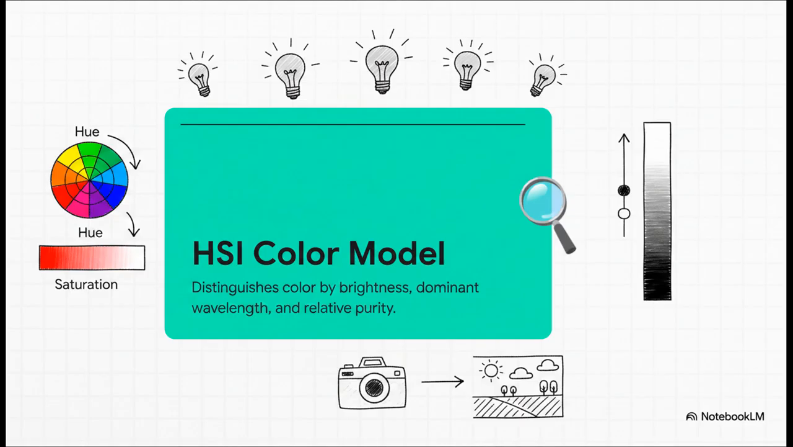Hue is the dominant wavelength, the actual color we see, like red or blue. Saturation is the purity, or how much white light is mixed in. Think of pink, it's just a heavily desaturated red. And intensity, that's simply the achromatic brightness, literally just sliding the brightness scale from totally dark to blindingly bright.